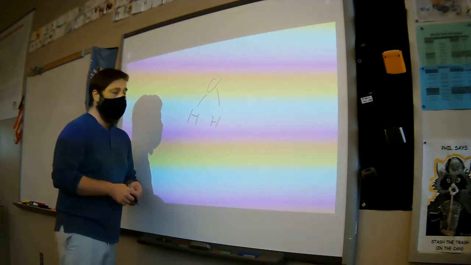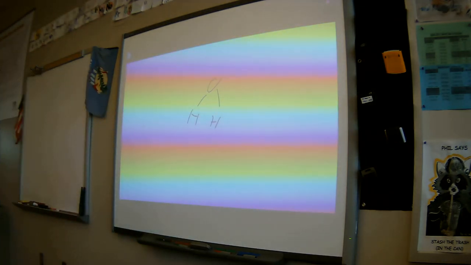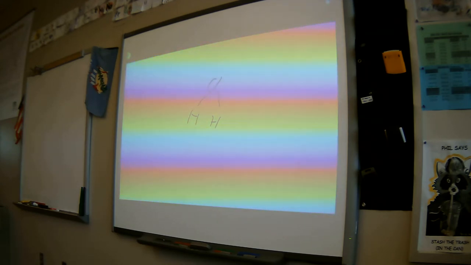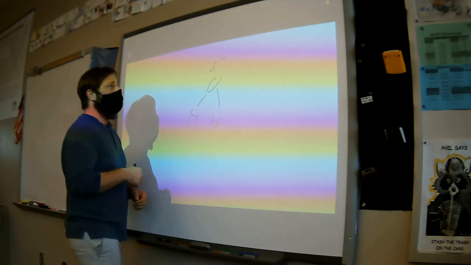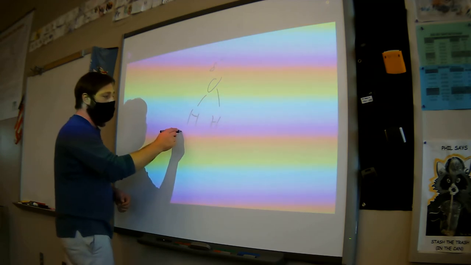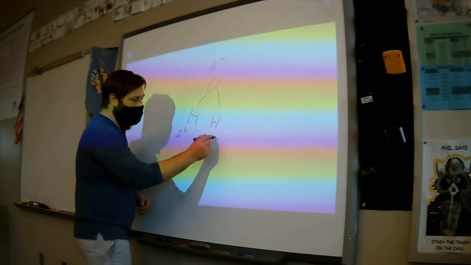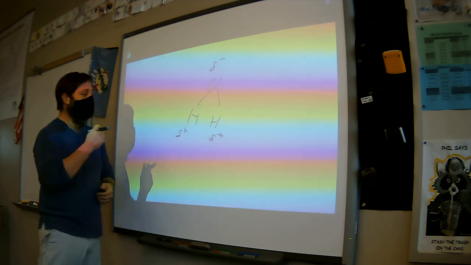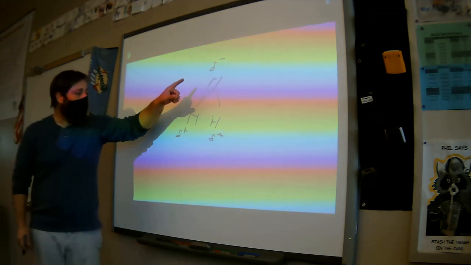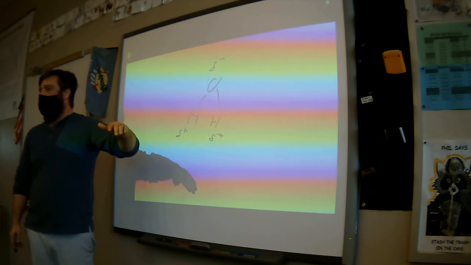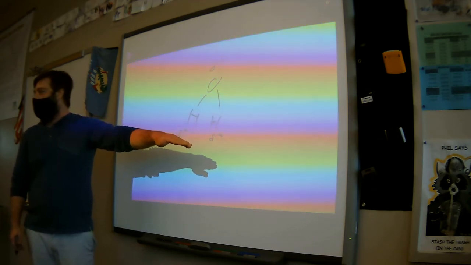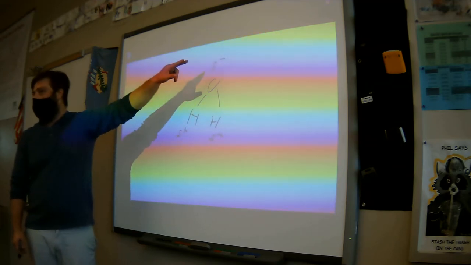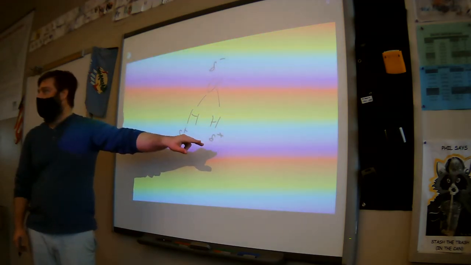But this is water. So based on that, what side is negative? What side's positive? What side's more electronegative? Oxygen. So up here, we got ourselves a slight negative charge. What about on this hydrogen? Slight positive. Here? Slight positive. We don't have numbers for this, right? We know it's less than one, right? But if we did put numbers to it, what's that negative compared to one of these negatives or positives?